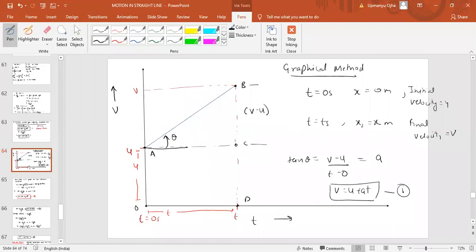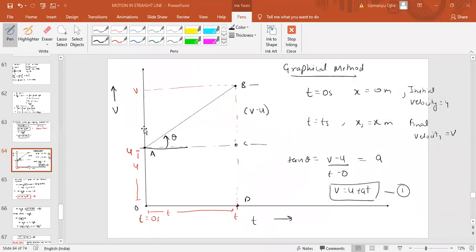Then if I have to find the displacement of the particle, the displacement is the area under the velocity time graph. The area under the velocity time graph will give us displacement. Now we have to find the total area under this graph. If you see, the total area under this graph is OABD. So if I find the area of the trapezium, I will get the displacement of the particle.